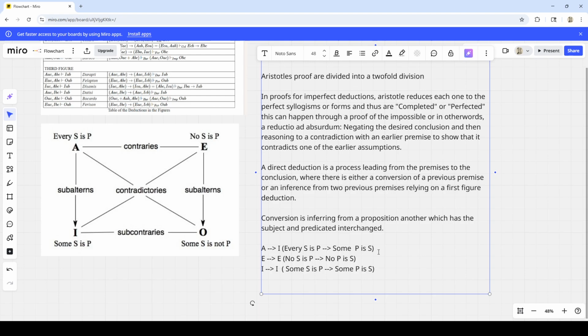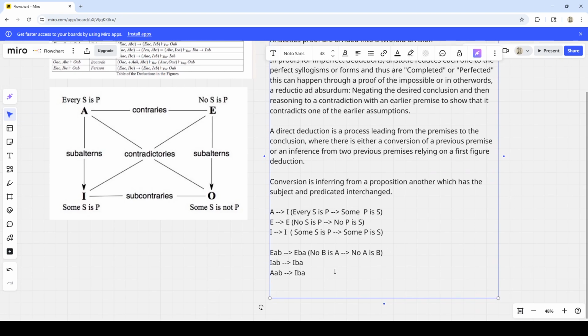Now, in the Stanford Encyclopedia of Philosophy, you might see a bunch of notation like this. This is just to give you an insight into what it looks like in the Stanford. Now, this is read as no B is A, and then it converts to no A is B. So be careful, because in the Stanford's notation, you first read the predicate and then you read the subject.